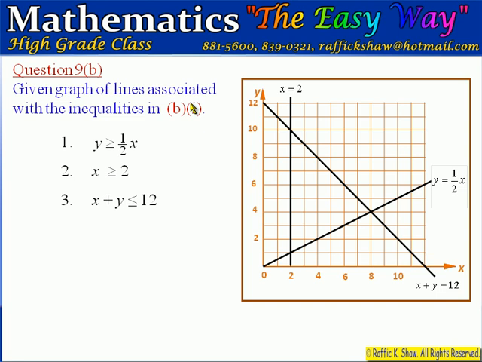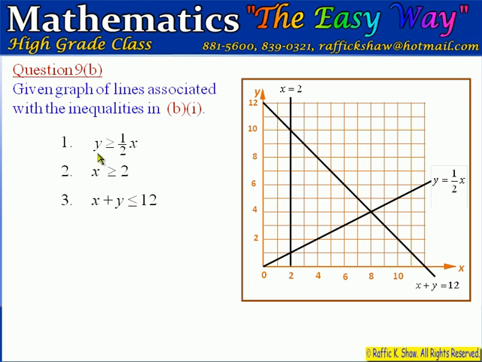Now in part 2, we are given this graph of the lines associated with the 3 inequalities. Now let's talk about these lines a bit. For this first inequality, y greater than or equal to half x, the line that is associated with this inequality is this line, y equals half x. And the line that is associated with this second inequality is this line, x equals 2. And the line that is associated with the inequality x plus y less than or equal to 12 is this line, x plus y equals 12.